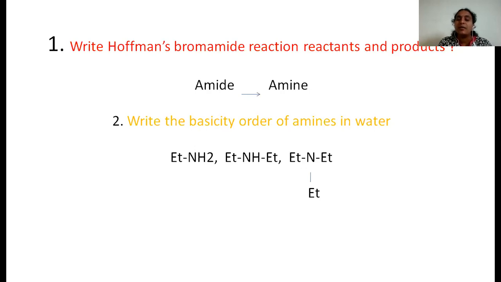Among all these amines, the basicity order is first the secondary amine, which has the most basic nature, then the primary amine, then the tertiary amine. As we all know, if the +I groups on the nitrogen increase, basicity also increases. But in water, due to steric hindrance in triethylamine, the basicity decreases. Hence, the basicity order is first secondary amine, then primary amine, then tertiary amine.